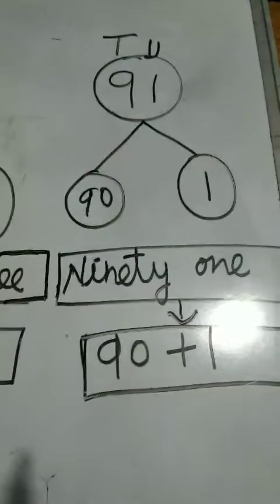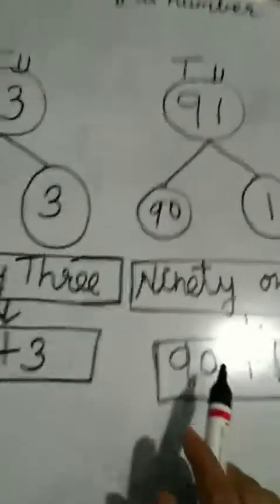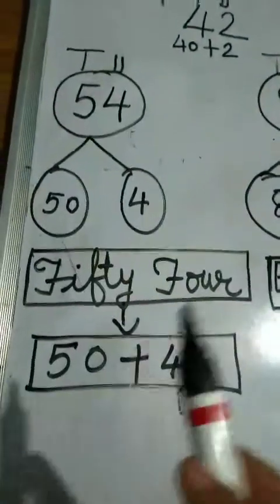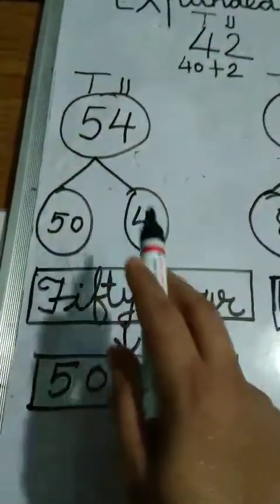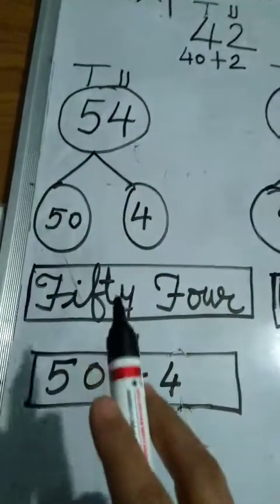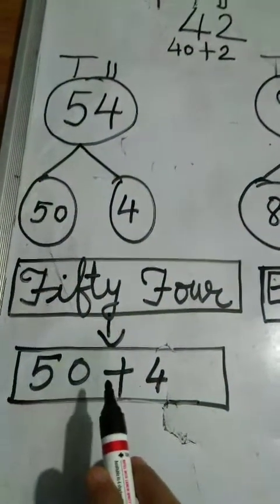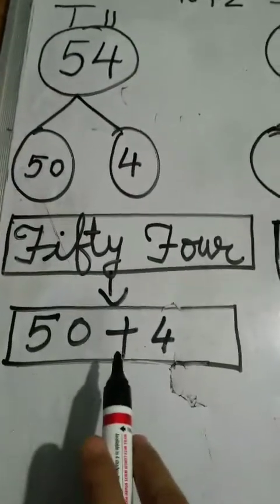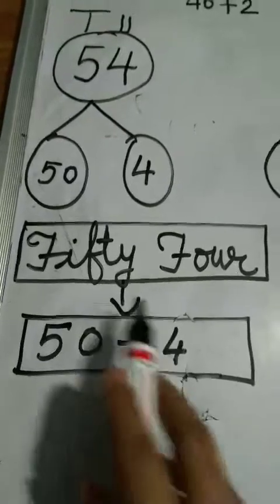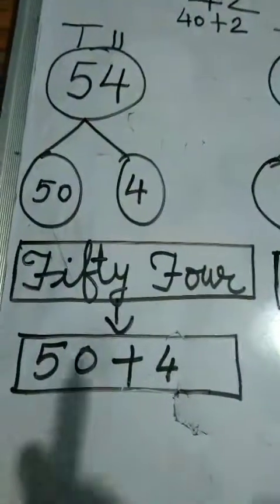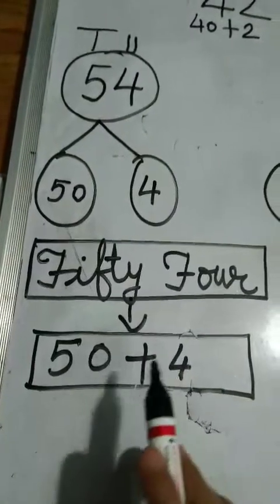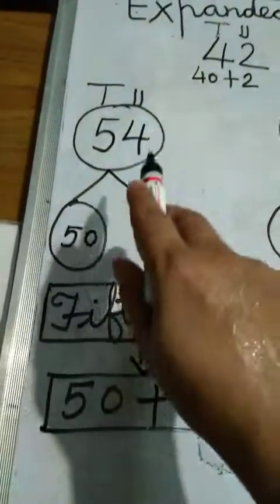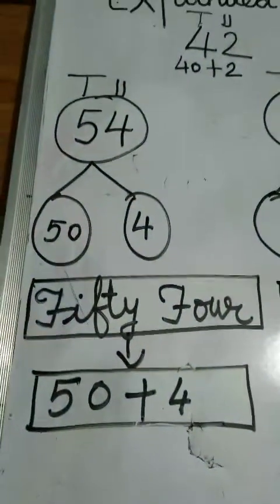So children, did you get this? I hope you must have got the expanded form of the given number. How to write the expanded form? It's simple only, children. Whatever place value we are writing, that same place value we have to write, but we have to give the sign of addition, sign of plus, in between. That makes the expanded form of the given number. See, 50 and 4, it is the place value only. But 50 plus 4, it is the expanded form of 54 number. Did you get, children?